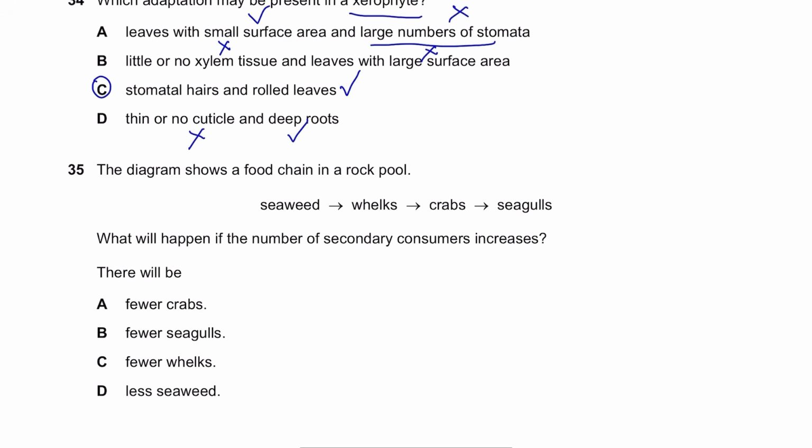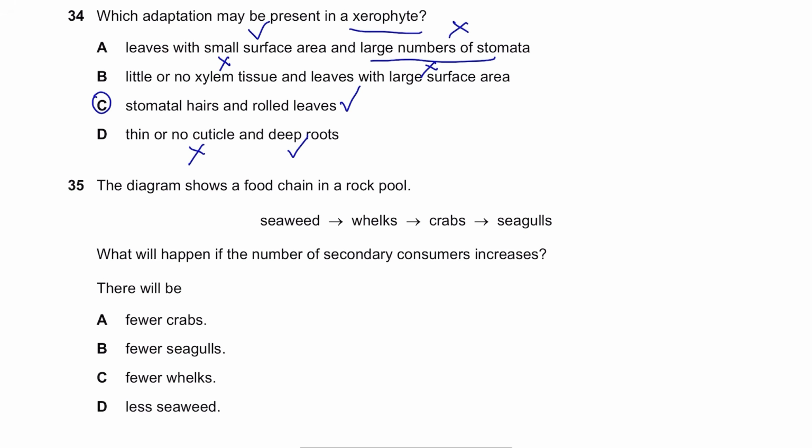Question 35. The diagram shows a food chain in a rock pool. Seaweed, whelks, crabs, seagulls. What will happen if the number of secondary consumers increases? You might get confused seeing the word secondary and think they're talking about the second one. But no, they are talking about crabs, because the first one is the producer, then primary consumer, then secondary.